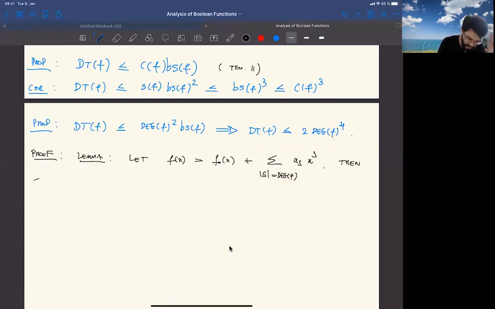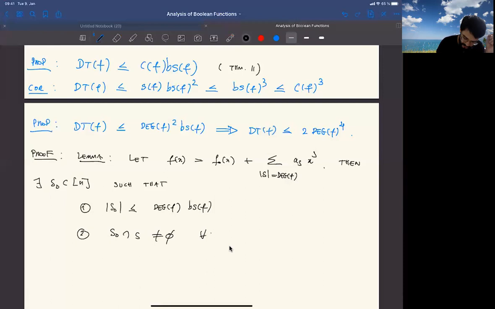Then there exists some subset s naught such that, one, s naught is at most size degree of f times the block sensitivity of f, and two, s naught intersects every s such that the size of s equals the degree of f and the associated coefficient is non-zero. So what I mean is, for every guy that is indeed in this largest part of f, let's put it this way, I have a set that intersects every one of these guys and has at most this size. Okay, the proof is quite simple.